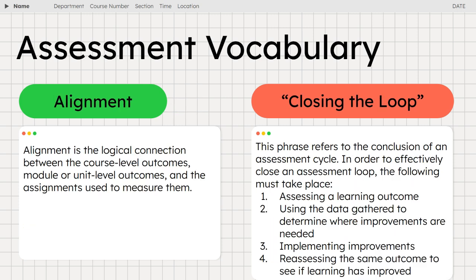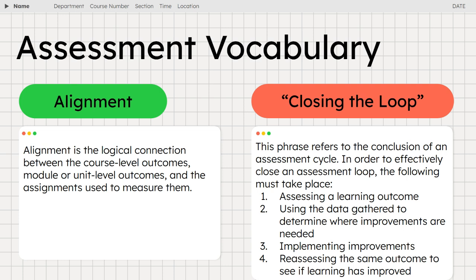Next is alignment, which also relates to that situation I was talking about a moment ago. Alignment is the logical connection between the course level outcomes, module or unit level outcomes, and the assignments used to measure them. For instance, if the first outcome is to develop a thesis statement, and I am thinking, okay, well, I have an informative essay, that has a thesis statement, right?